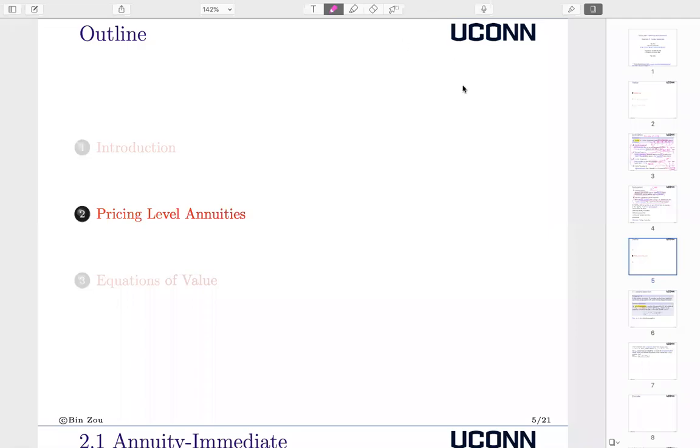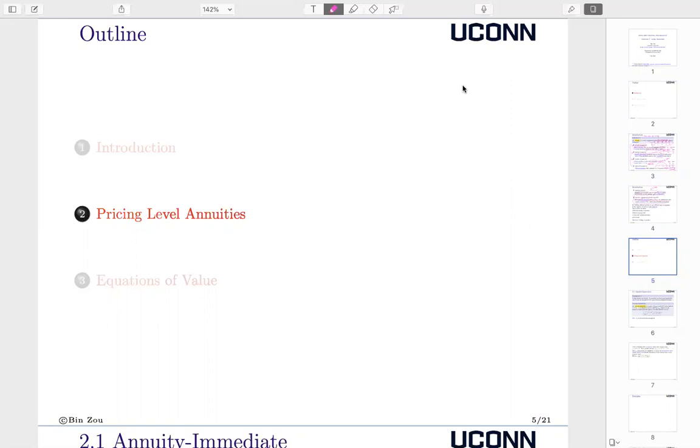In this video, we are going to study section 2 of chapter 2, and this section is going to be definitely the most important section of this chapter, and it's also the most important section for the first exam. I expect most of the questions in exam 1 coming from section 2. Okay. The goal in this section is to price level annuities.